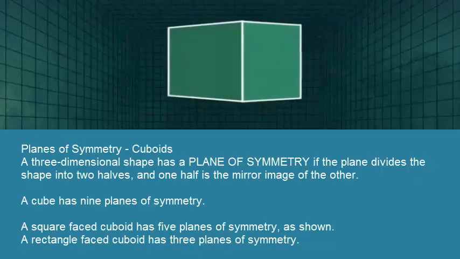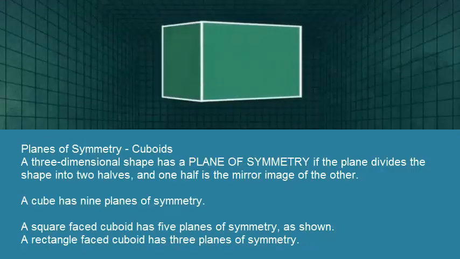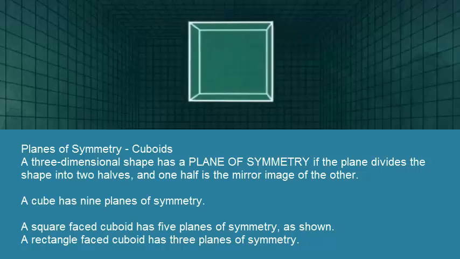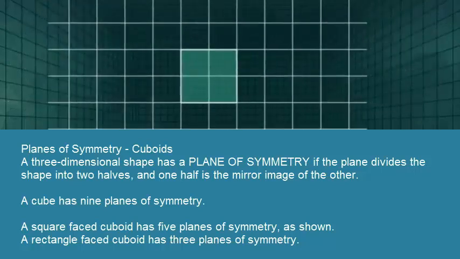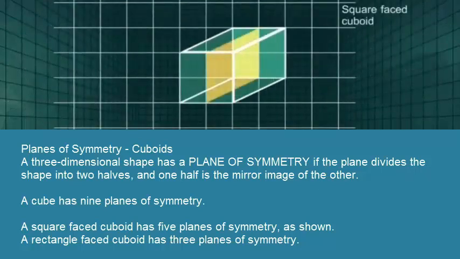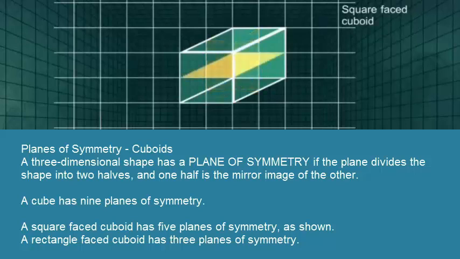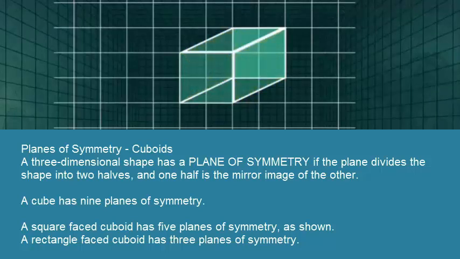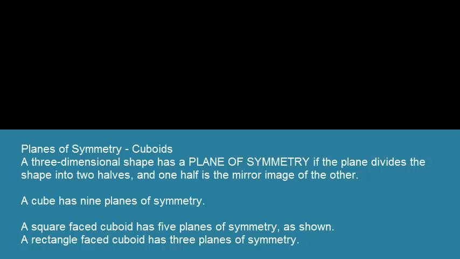4. Planes of symmetry. Cuboids. A three-dimensional shape has a plane of symmetry if the plane divides the shape into two halves and one half is the mirror image of the other. A cube has 9 planes of symmetry. A square-faced cuboid has 5 planes of symmetry, as shown. A rectangle-faced cuboid has 3 planes of symmetry.